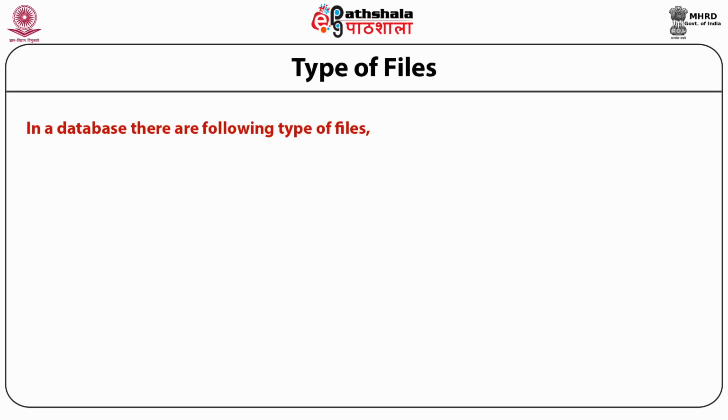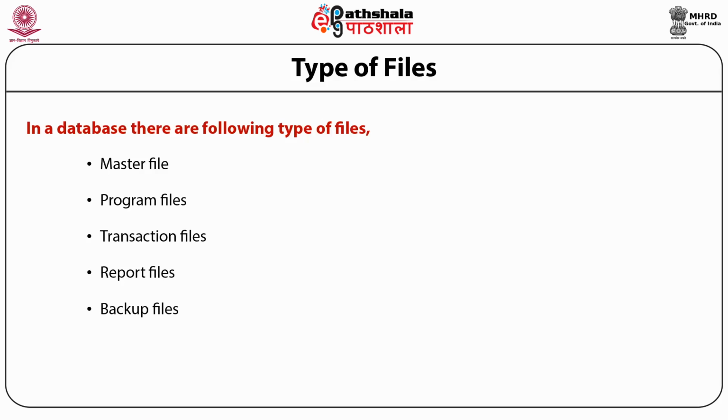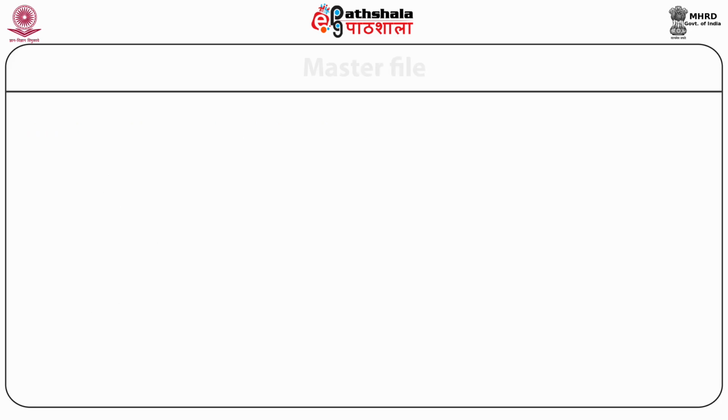There are different kinds of files in the computer, especially in databases. We have master files, program files, transaction files, report files, and backup files. These files all play different kinds of roles, and that is why they are given different names. In the next few slides we will be discussing these different kinds of files and their roles.